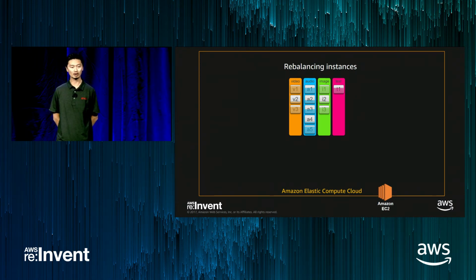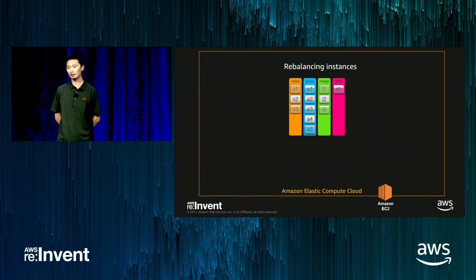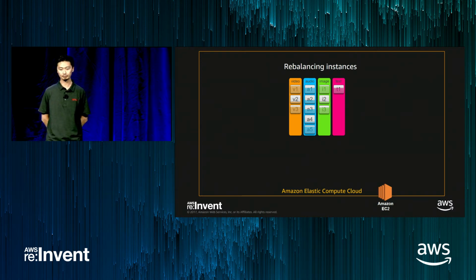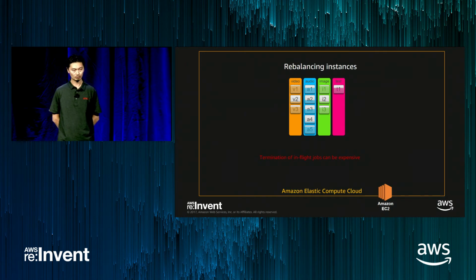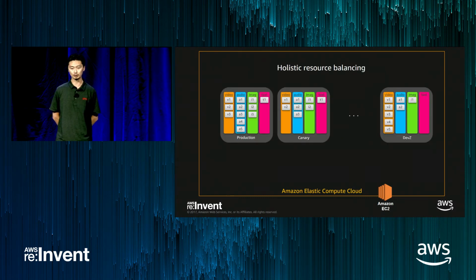There are some ways to mitigate it. For example, we can save work in progress with some kind of checkpoint, but that's not possible for a lot of media processors. So the conclusion is that terminations of in-flight jobs can be expensive. We want to avoid that if possible.